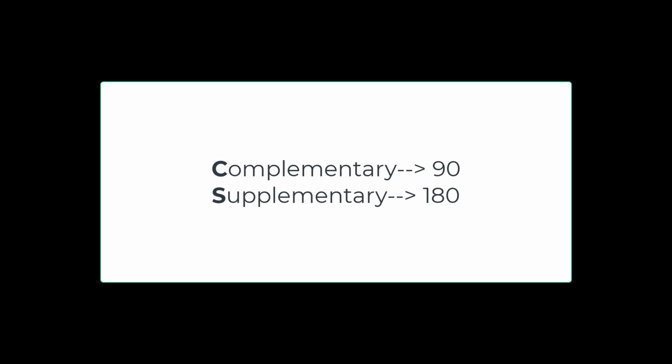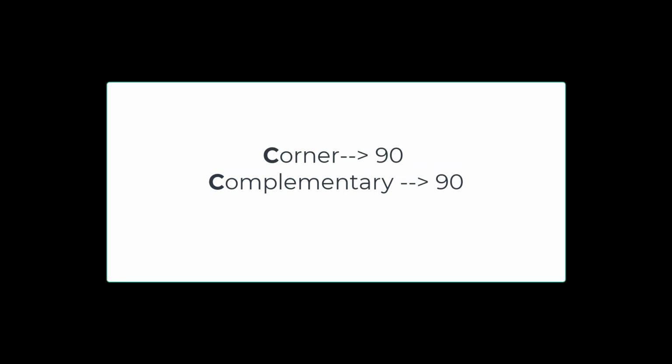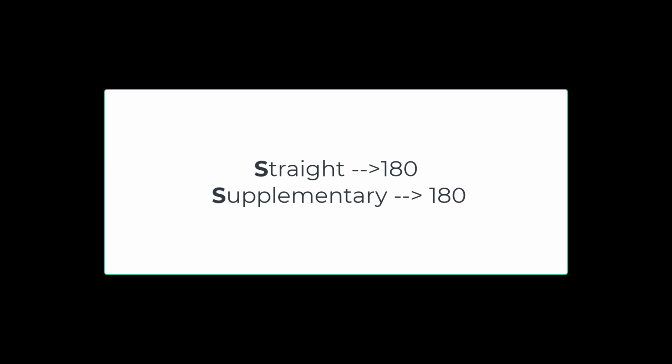So while I have my way of remembering this, recently I heard another way that I really like, and I want to tell it to you. What I heard was, we remember that a corner is 90 degrees, and that way corner, complementary both start with a C, and so those are both 90 degrees. And we remember that a straight line is 180 degrees, and straight line and supplementary both start with an S, and so they're 180 degrees. And I really like this, and so I wanted to be able to tell you about it.